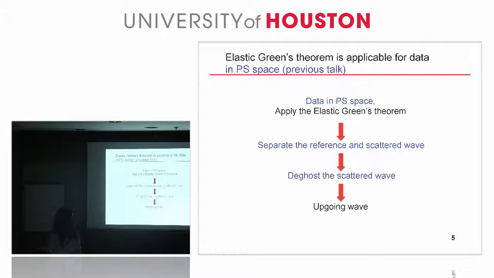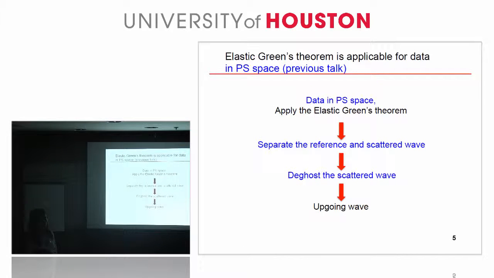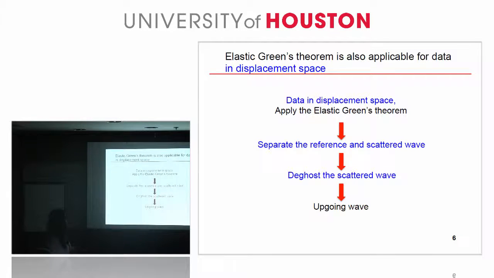And in the previous talk, Green's theorem has shown its capability to effectively separate the reference wave, specifically the ground roll, from the reflection data. And then it removes the ghost from your reflection data. And now, given the data in displacement space, Green's theorem will retain its capability to finish these two jobs and give you the outgoing reflection.